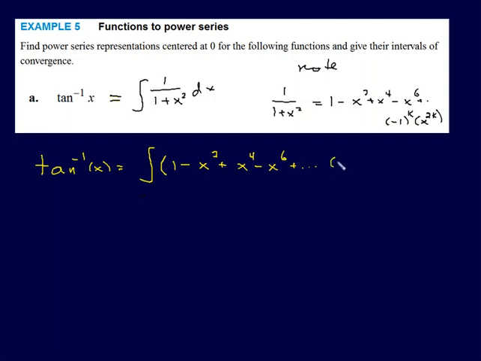So the general term was negative 1 to the k, x to the 2k. So let's just write out the first few terms of this integral along with the general term. I'm going to have x minus x cubed over 3 plus x to the 5 over 5 minus x to the 7 over 7. You notice in the previous one we had all even powers of x. Now with the integration we have all odd powers of x.